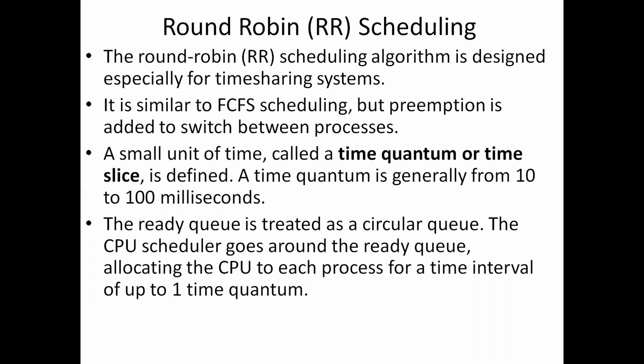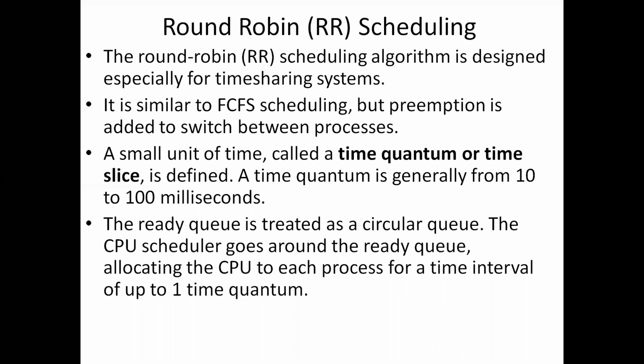Round robin scheduling is similar to first come first serve scheduling. The only difference is that it has preemption added to switch between the processes. Here the preemption is the time quantum. Using the time quantum, the CPU will be switched from one process to another process, and usually the time quantum will be from 10 to 100 milliseconds.